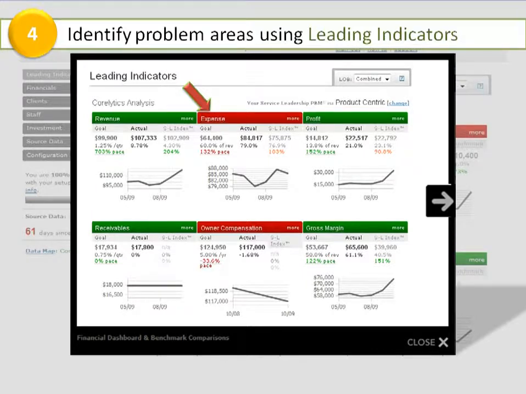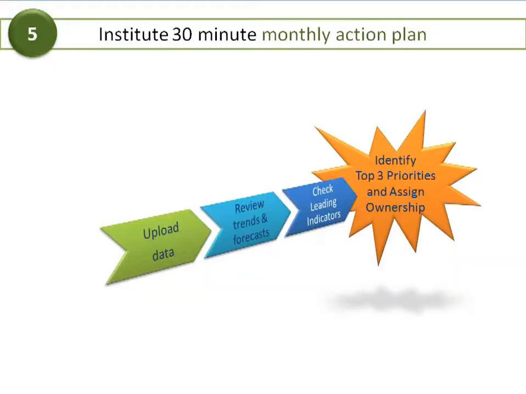For best results, implement a 30-minute monthly action plan where you upload your data, review your trends and forecasts, and check leading indicators. Make sure to identify your top 3 priorities and assign ownership.